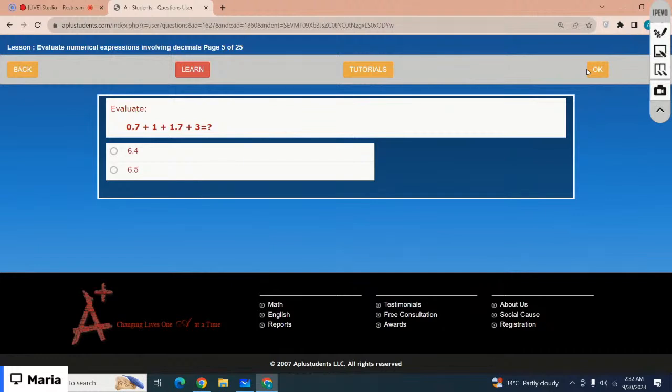Okay, evaluate 0.7 plus 1 plus 1.7 plus 3. So, which is the correct option?